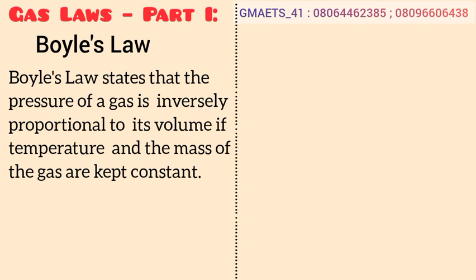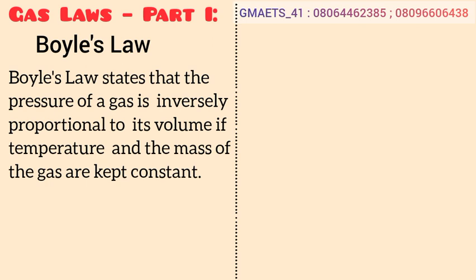This law suggests that an increase in pressure will reduce the volume of a gas, or a decrease in pressure will increase the volume of a gas. But this is possible if the temperature and the mass of the gas are kept constant. That is to say, they do not change.